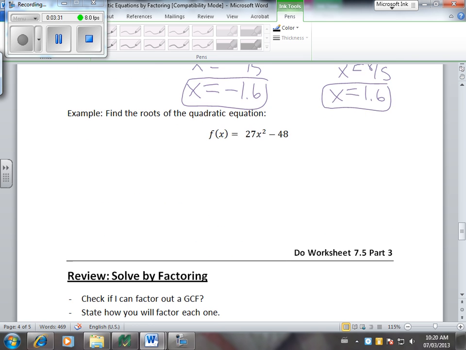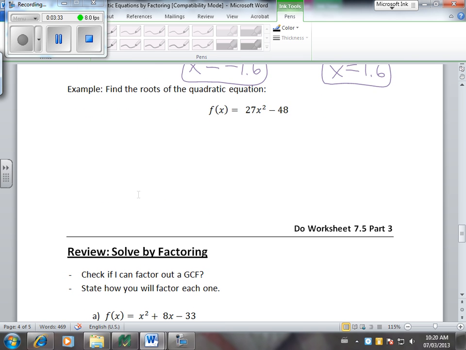Okay, so then let's look here. So if I look at this, 27 is not a perfect square, and neither is 48, but it looks like it should be a difference of squares. So I have to go back to my default of my GCF. What can I take out of both of these things? And I can end up factoring out 3. So then I get f of x equals 3 times 9x squared minus 16.